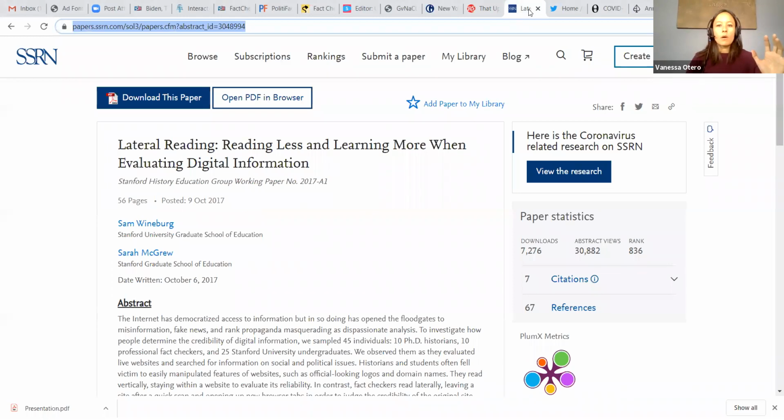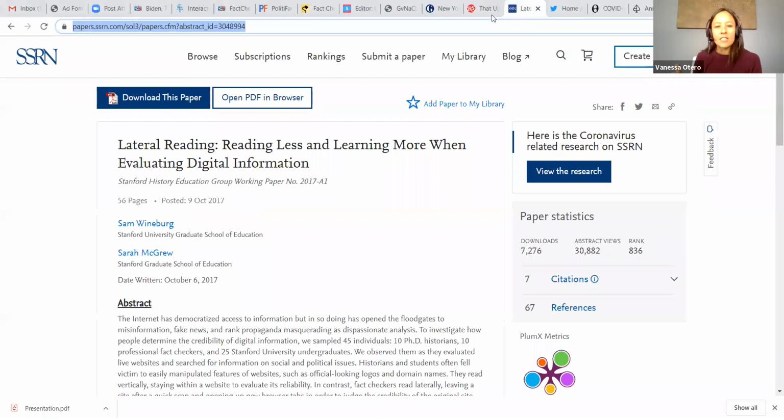Lateral reading. One of the only studies out there was done by Wineburg and McGrew at Stanford in 2017. It showed that the easiest way to figure out whether something's true or not is not by reading deeply into one piece of one web page, but rather by reading laterally against other sources. Clicking around on the internet, basically.